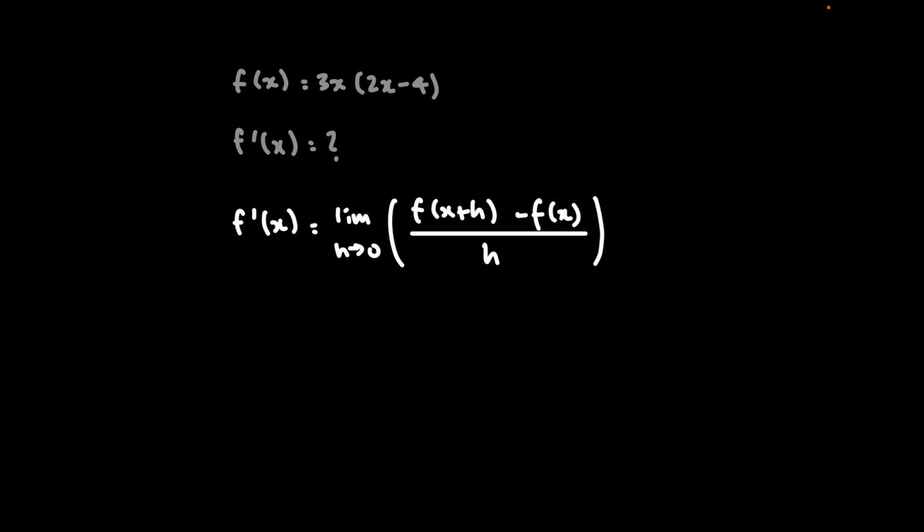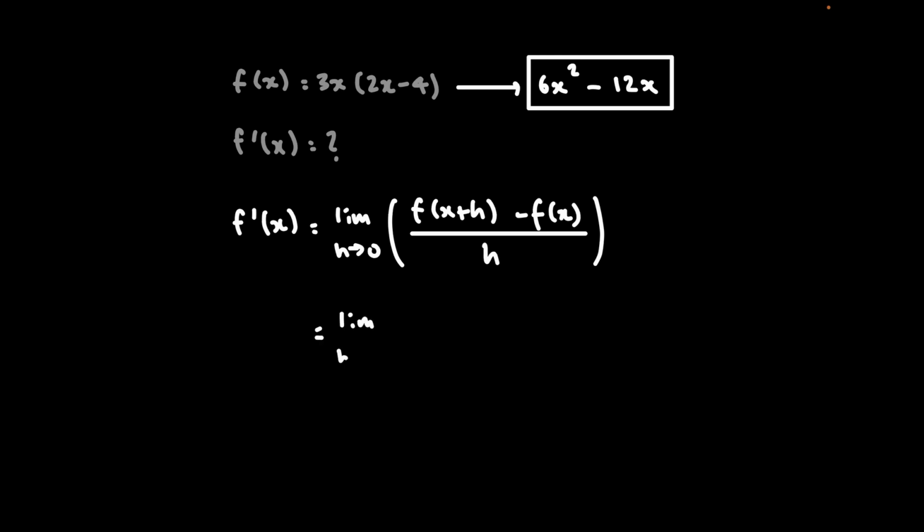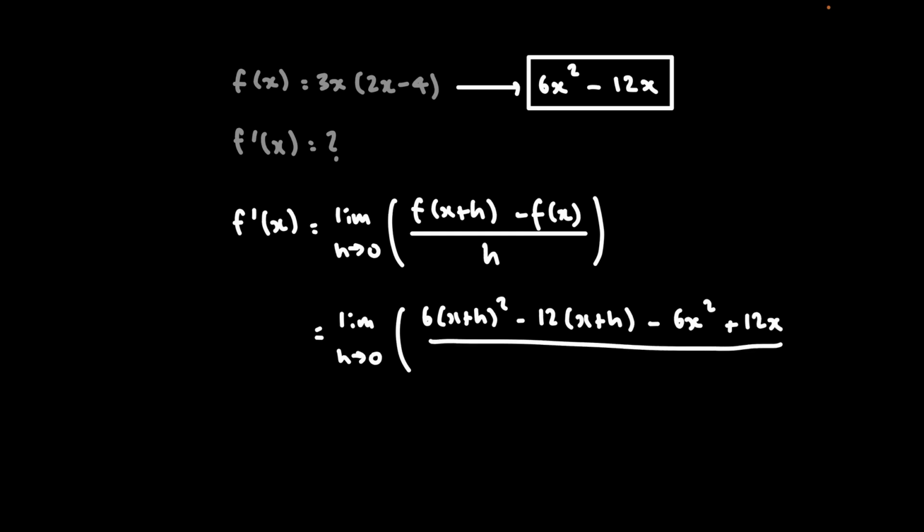Now continuing on, what is f of x and f of x plus h? Whenever we do first principles, it's much easier if you work with the expanded form. So I'm simply going to expand this out, and it's 6x squared minus 12x. That is the fully expanded form. So now we're going to do differentiation by first principles with that equation instead. So we have the limit as h approaches 0 of 6 times x plus h whole squared minus 12 times x plus h minus 6x squared plus 12x, all over h.